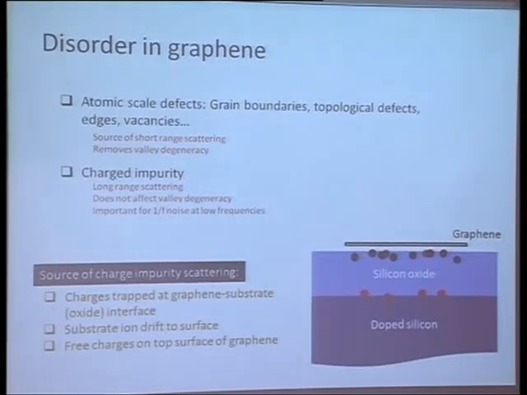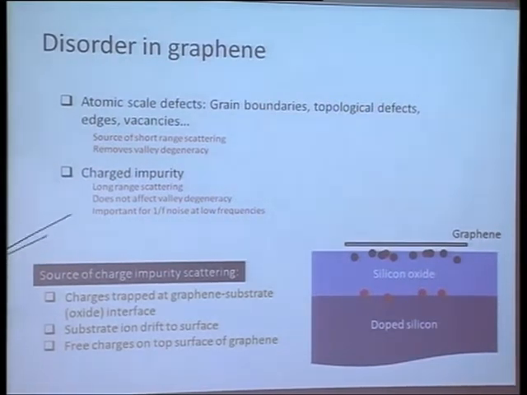this tells us what kind of disorder, because we would like to remove the valley degeneracy, and we showed that short-range scattering removes the valley degeneracy, whereas long-range scattering does not. So we would like to know what kind of disorder you have in graphene. First of all are atomic scale defects: grain boundaries, interstitials, vacancies. These atomic scale defects are, of course, short-range scattering, and they can transfer electrons from one valley to the other.